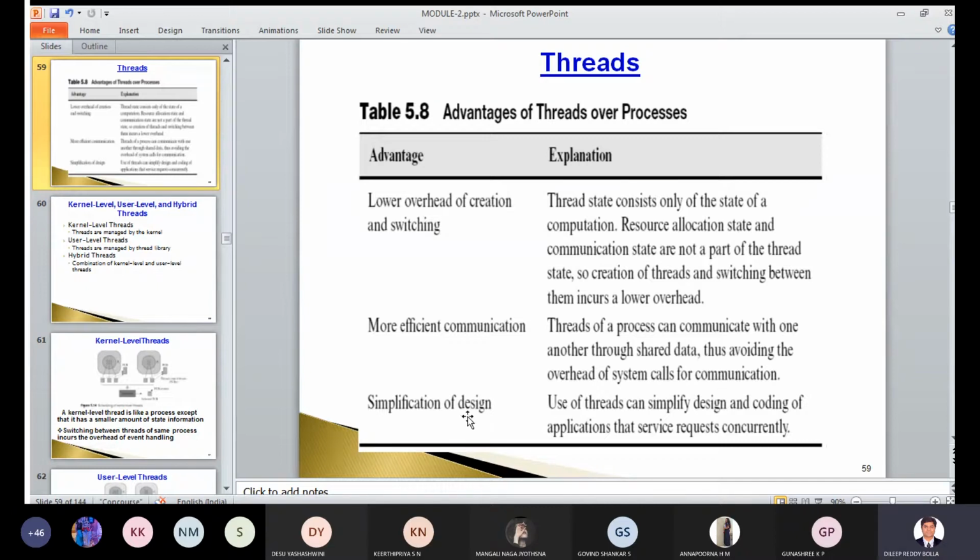Right. The next, simplification of design. How is the design getting simplified? Okay, so the code length is minimized, right? And the applications, we can use wide applications, so that becomes much easier and simplified. Use of threads can simplify design and coding of applications that service requests concurrently. So we can do this process in a concurrent manner. So we can simplify the design when we use threads over the process.